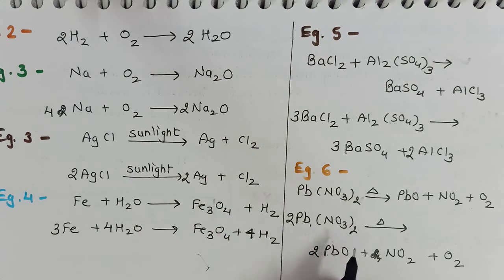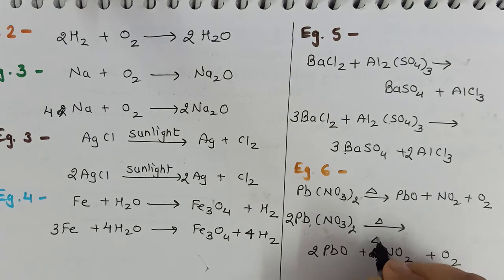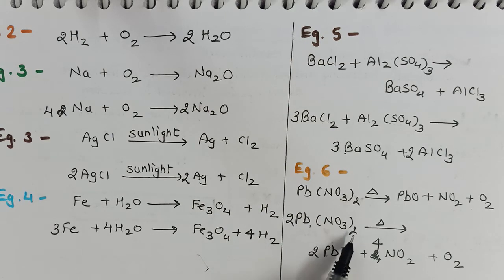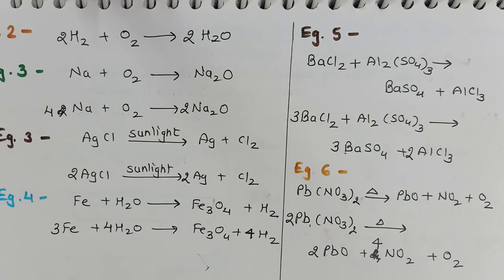I will pay attention to nitrogen now. Nitrogen there are 2 and 2 4 atoms. So I will write it here 4. Now I will check everything again. Lead 2 on the reactant and product side. Nitrogen 4 on the reactant as well as on the product side.